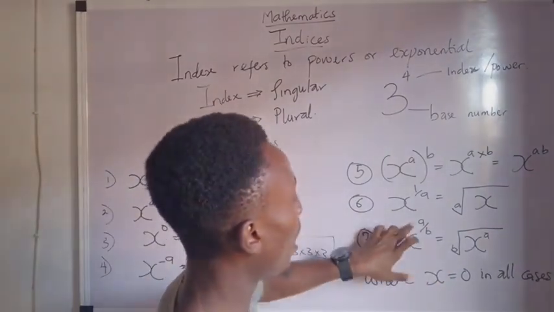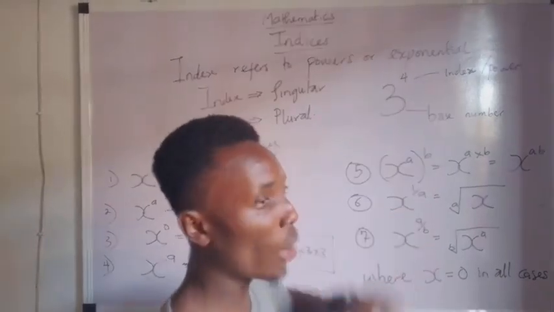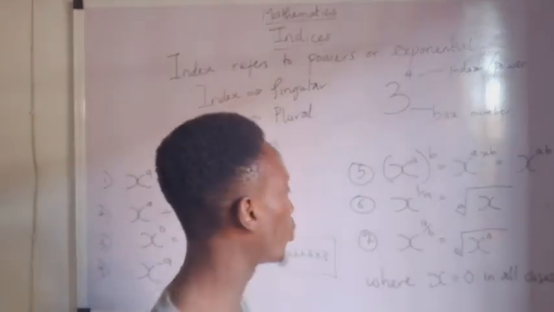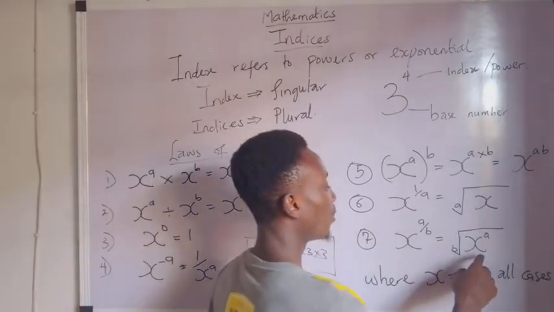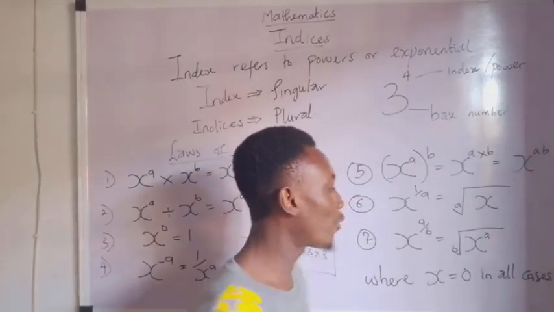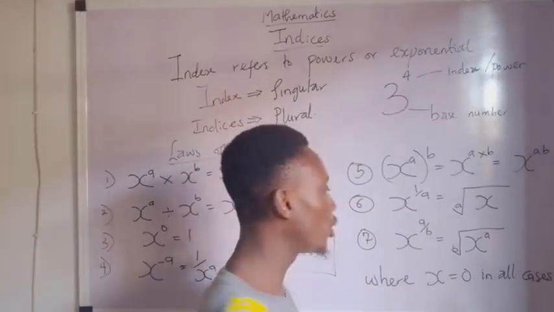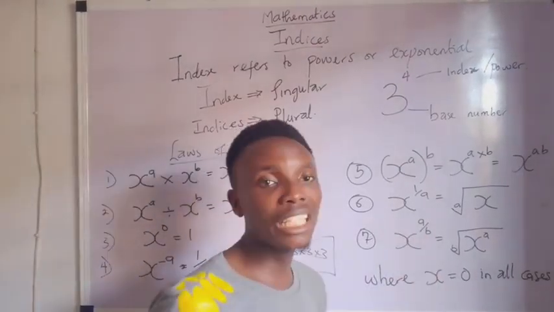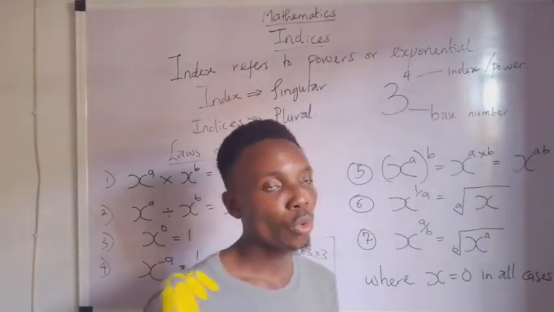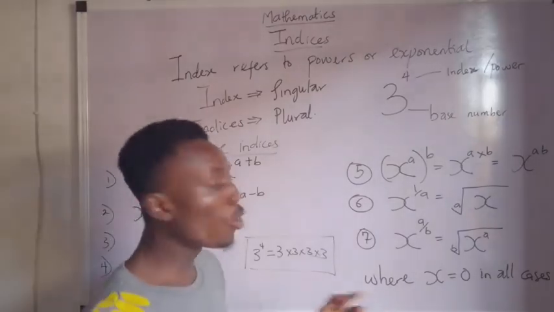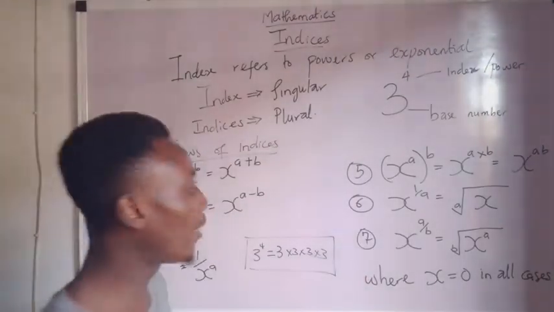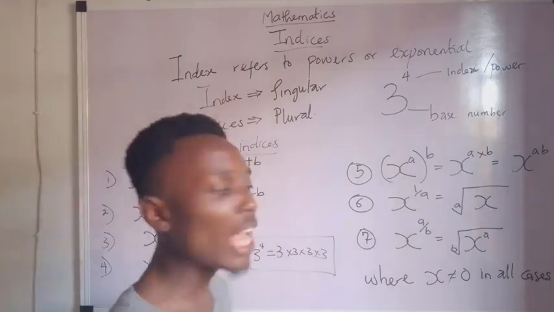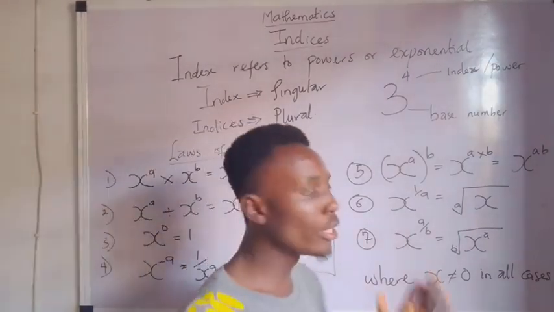Now if it is raised to power a over b, where a is a number greater than 1 and b is also a number greater than 1, this is what we do. We find this value raised to the power of a, and then find the root. So whatever ends up being the denominator, not the numerator, the denominator here still will remain the root here also. All these laws are only valid where x is not equal to 0, in all cases.